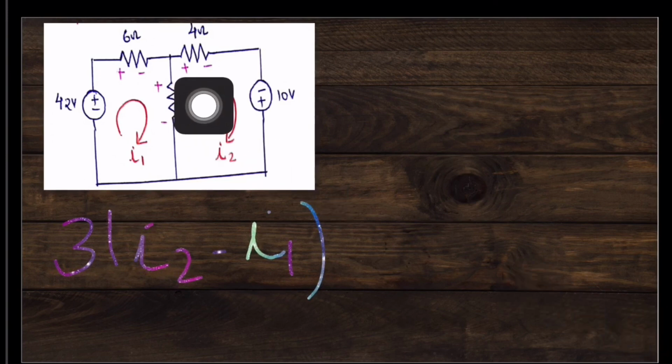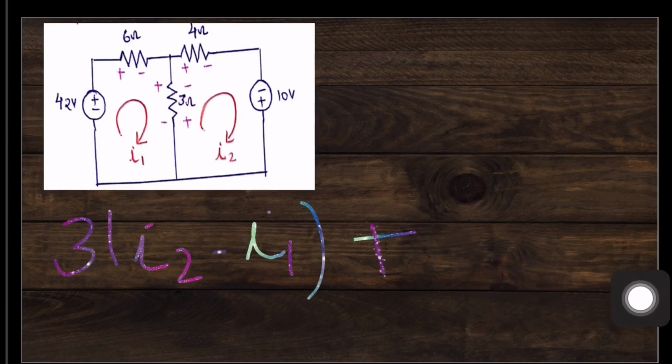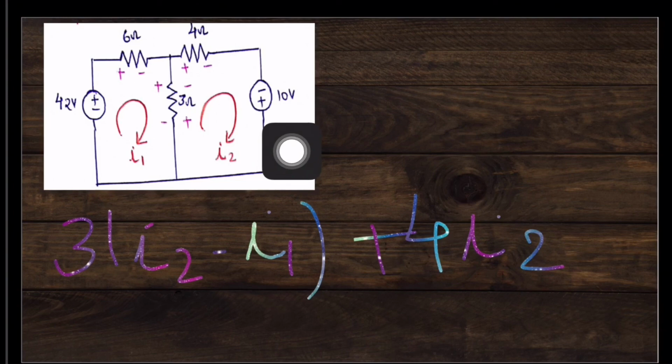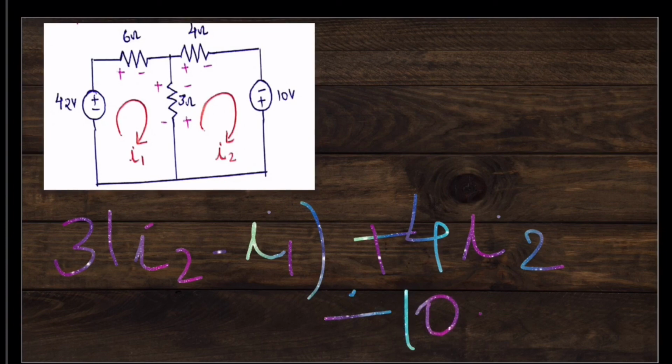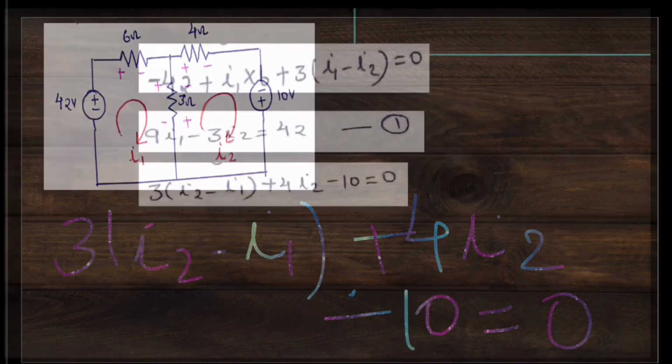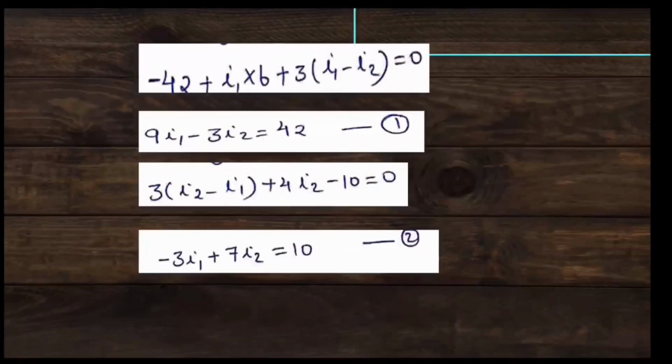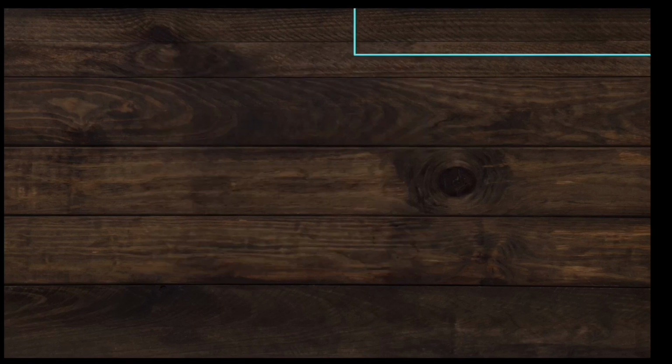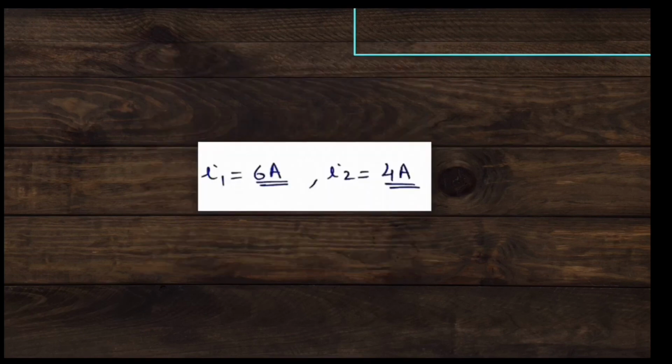Then the voltage drop across this 4 ohm, which is nothing but 4 into I2. Finally, this 10 volt voltage source with the polarity mark in the order minus plus. Correspondingly, we add a term minus 10 and this is equal to 0. By rearranging this equation, we get minus 3I1 plus 7I2 is equal to 10, which is labeled as equation number 2. When we solve equation 1 and 2, we get I1 is equal to 6 amperes and I2 is equal to 4 amperes. Hope you remember, in our question we are asked to find out current through 3 resistors, 6 ohm, 4 ohm and 3 ohm.